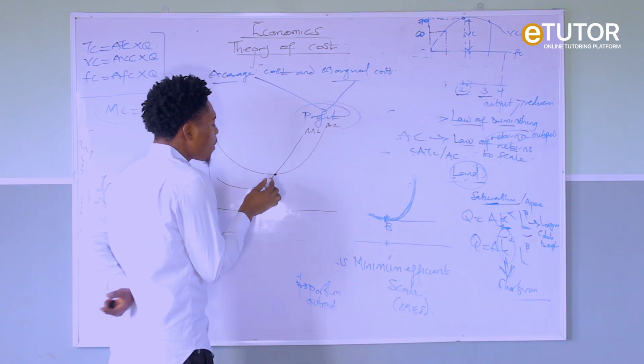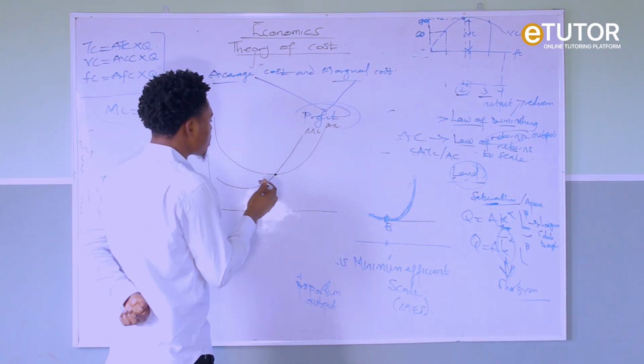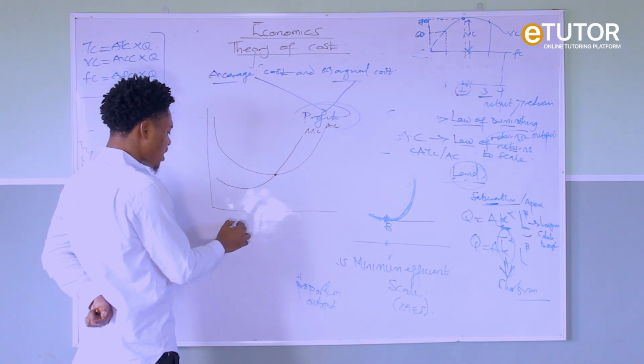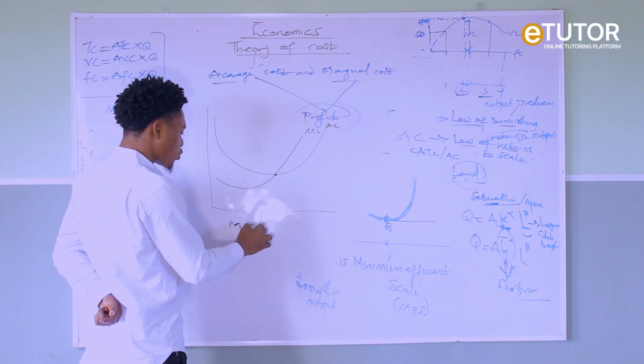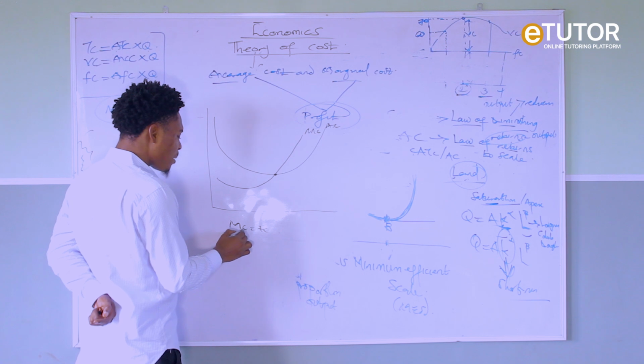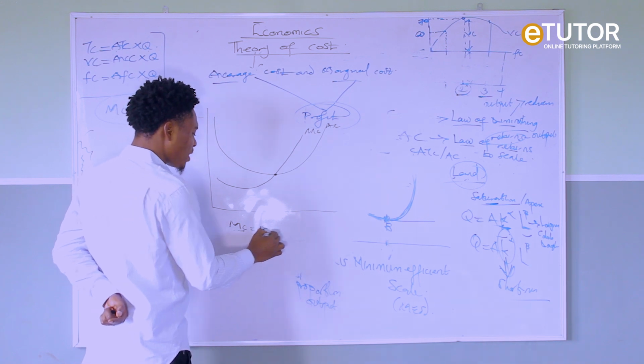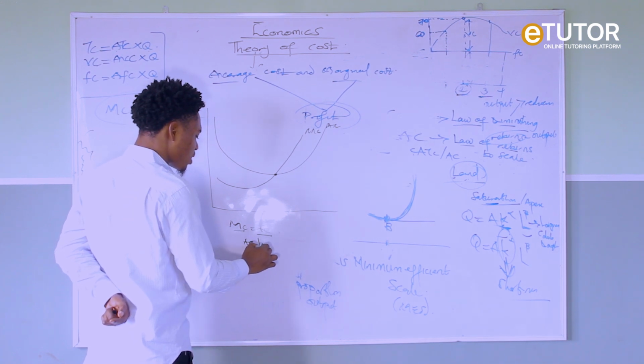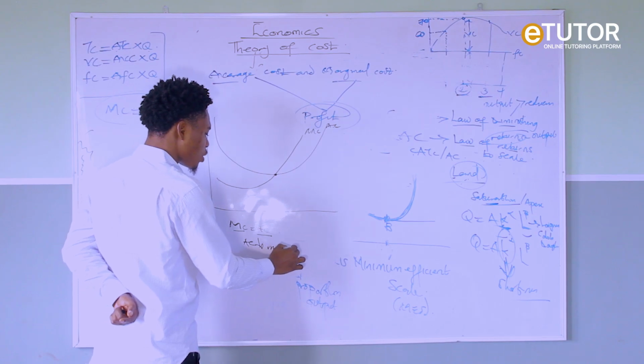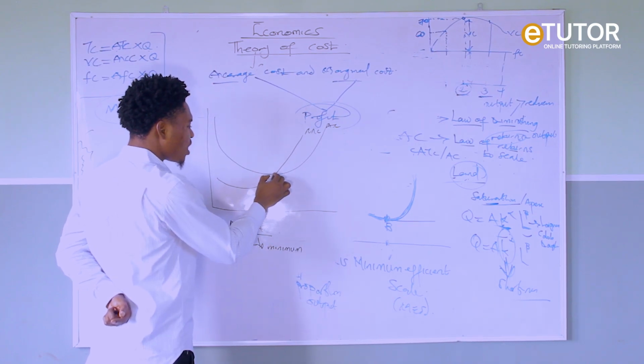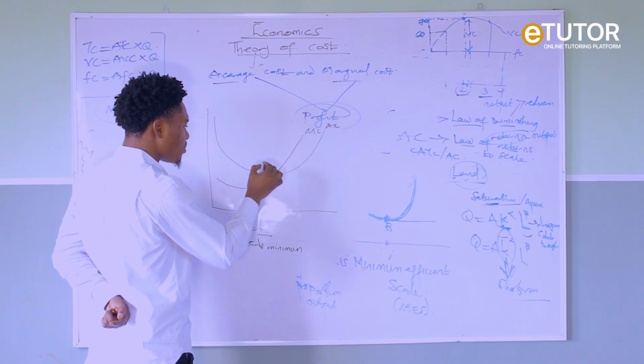So they can ask that at what point is MC equal to AC? MC is equal to AC when AC is at minimum. MC equals AC when AC is at minimum.